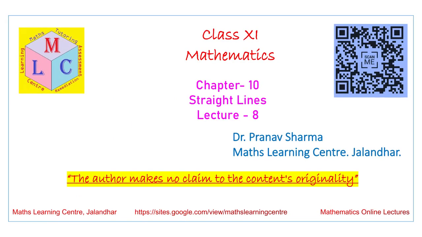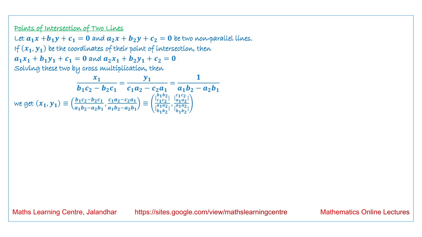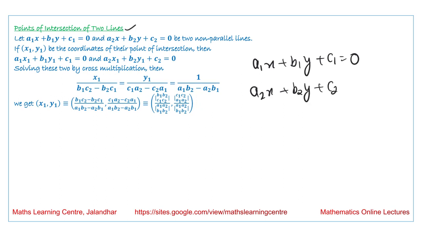We are going to start now lecture 8 of chapter 10, class 11th mathematics, straight lines. So we start this lecture with the topic point of intersection of two lines. We are talking about one line a1x + b1y + c1 = 0, and the second line a2x + b2y + c2 = 0. These are the two lines we are talking about.